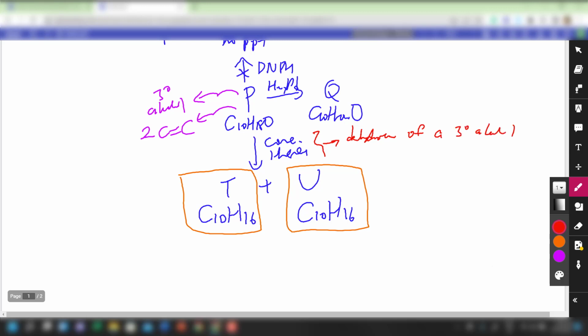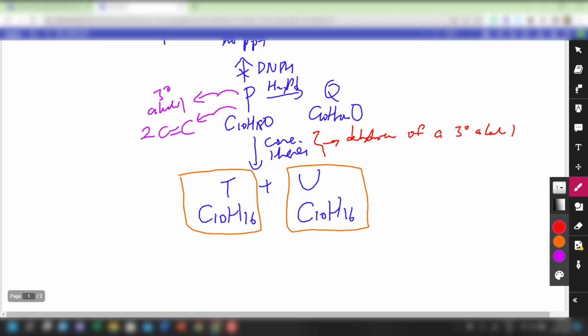This is very important because T and U, both compounds, come from the parent P. Therefore, T and U must share the same skeletal structure. They only differ in the way the pi bond is formed. Let me repeat: T and U must share the same skeletal structure. The only difference is that one C=C pi bond will be at a different position. The remaining C=C double bond must be at the same position because the original C=C double bond comes from P. It doesn't make sense for the C=C double bonds to be at different positions.